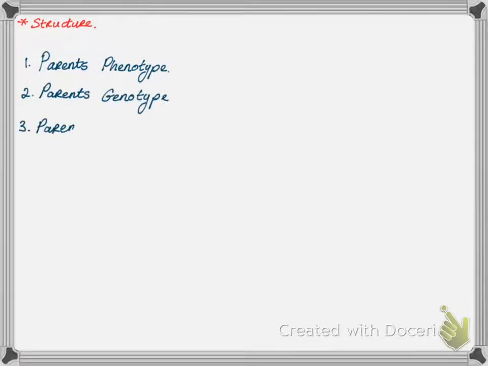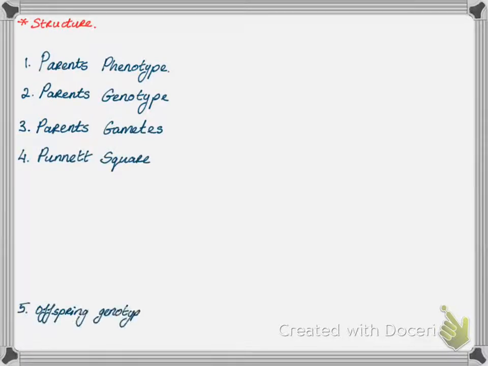So, the structure of these questions. 1 is the parent phenotype. 2 is parent genotype. 3 is parent's gametes. 4 is Punnett square. 5 is offspring genotype or genetic makeup. And the last thing is 6, offspring phenotype.